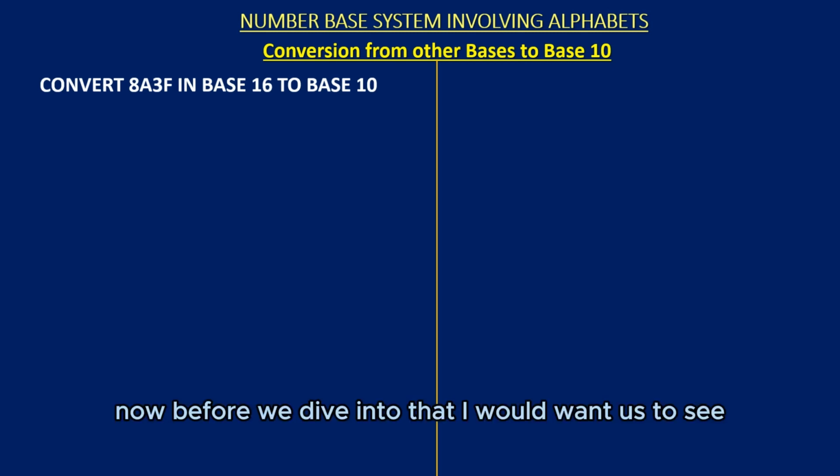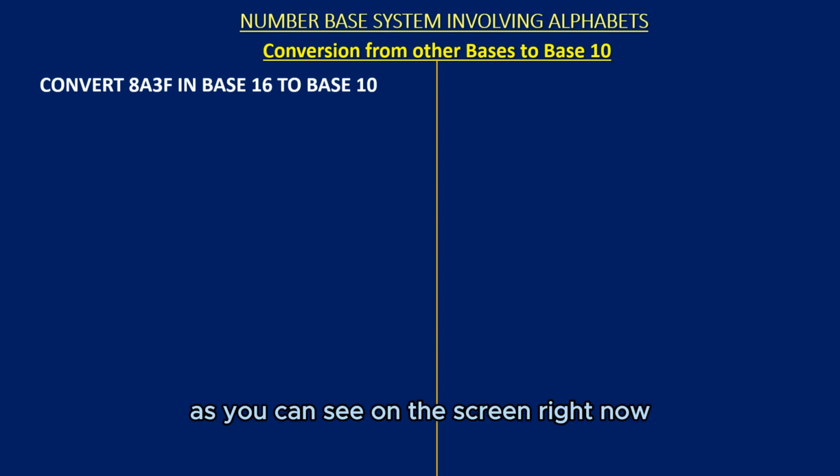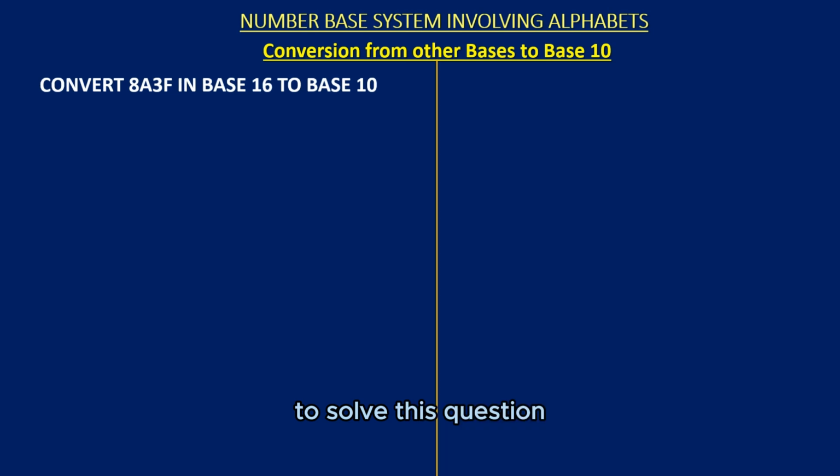Now before we dive into that, I would want us to see what each of the alphabets in number base represents. As you can see on the screen right now, A is representing 10, B is representing 11, C 12, D 13, and so on and so forth. So that is what we are going to use to solve this question.